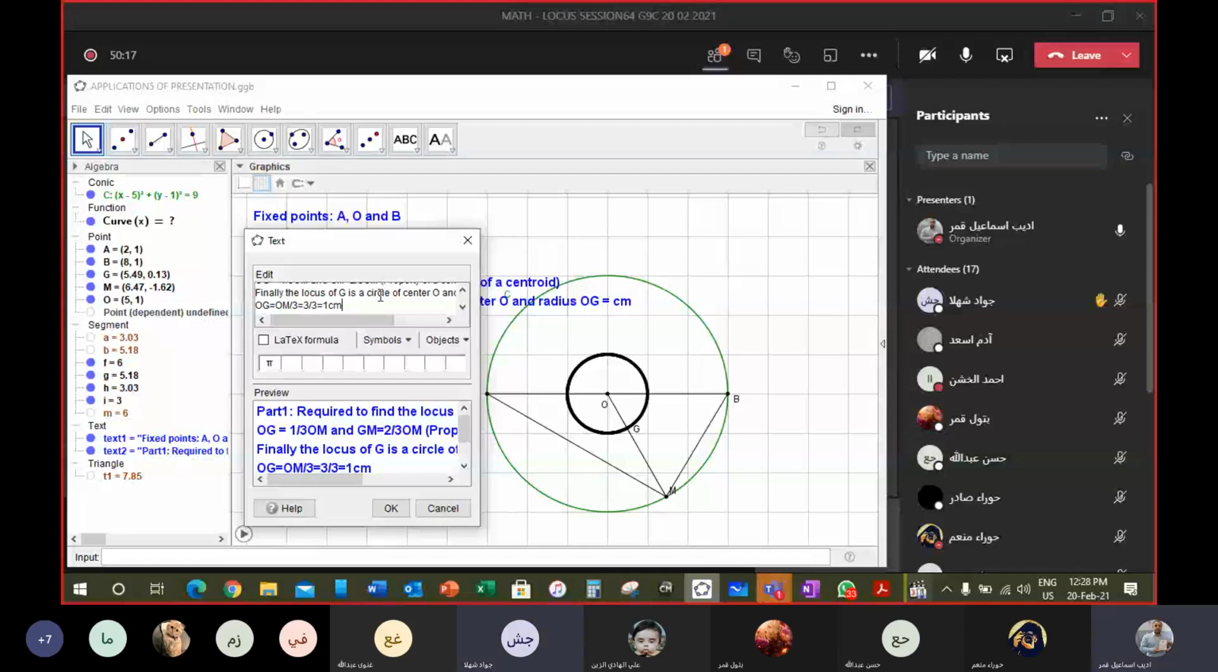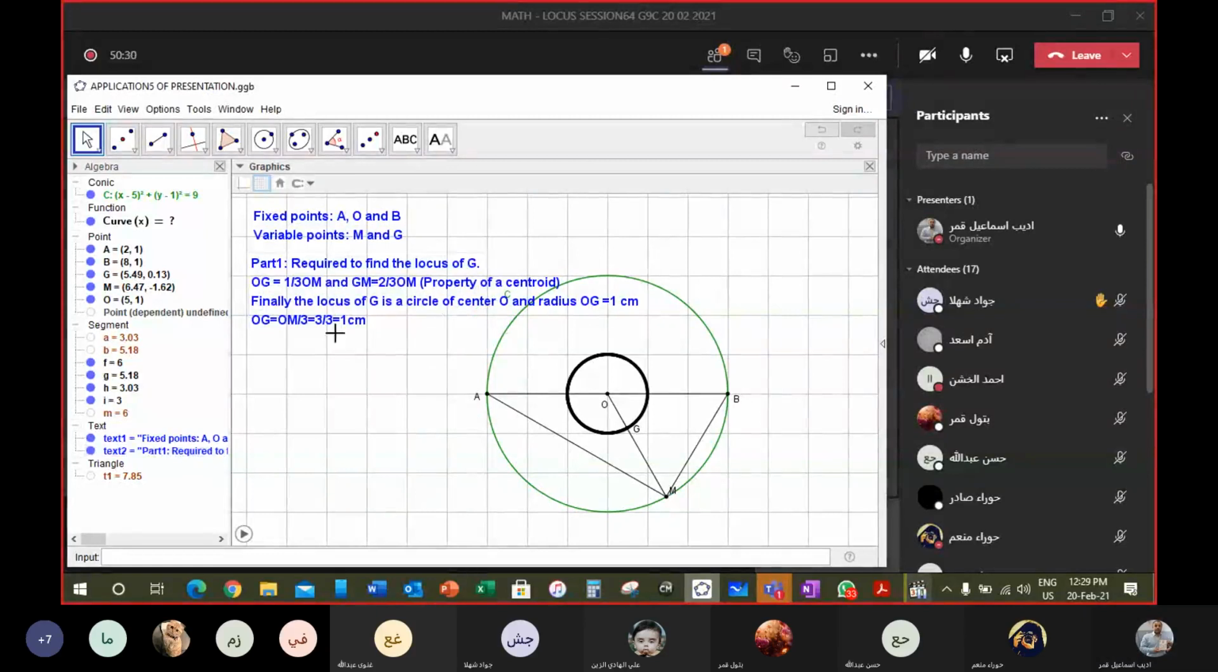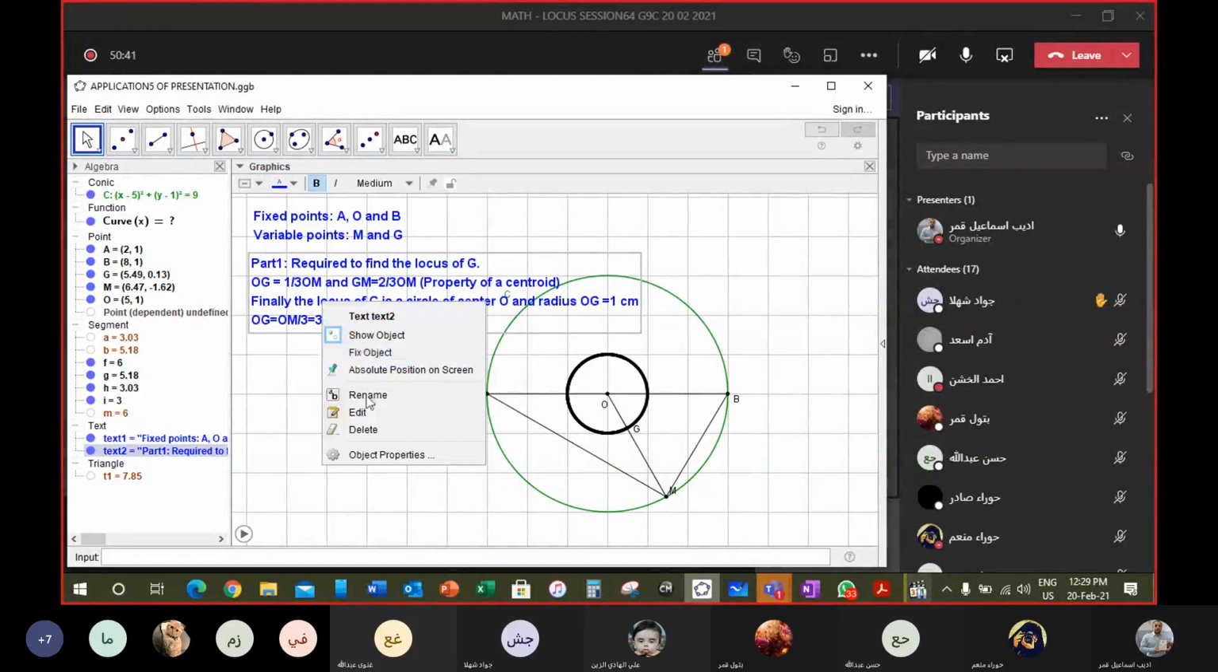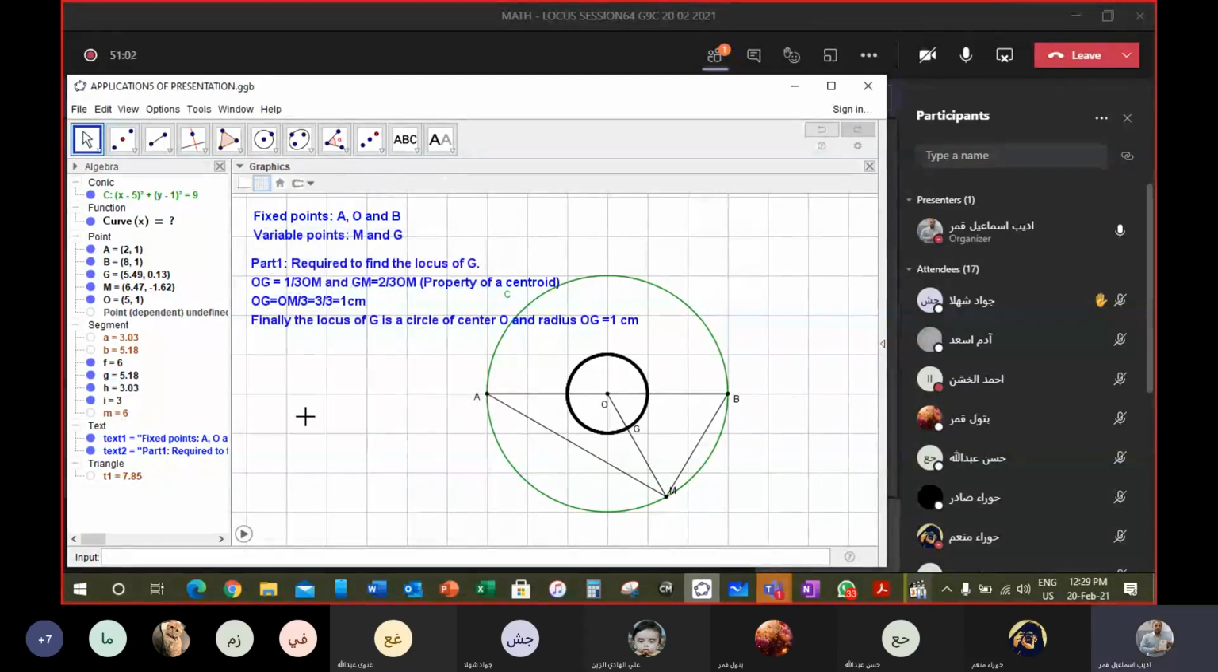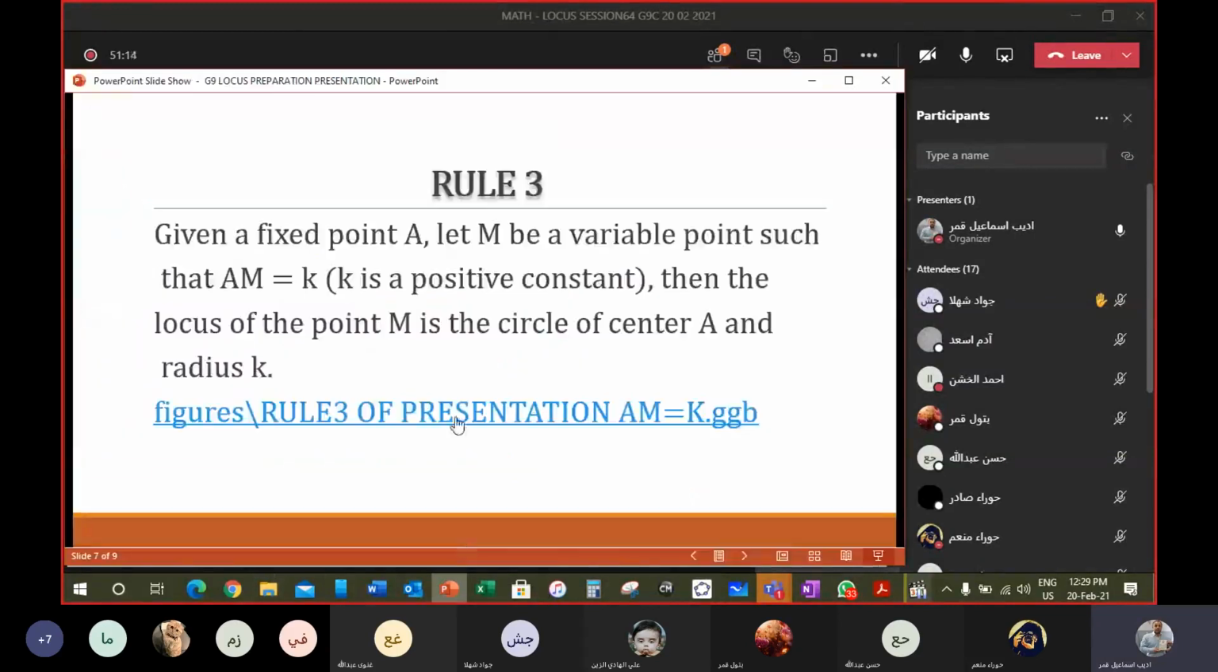Yes. Okay. Finally, the locus of G is a circle of center O and radius OG equal 1 centimeter. مش الحال. هيدا البارت 1. بعتقد خلص الوقت هلا. بس بالبارت 2 خلينا نلقي نظرة على البارت 2 application 5.